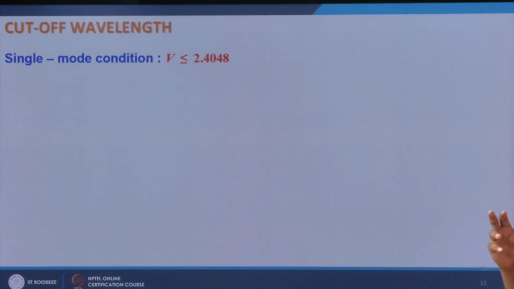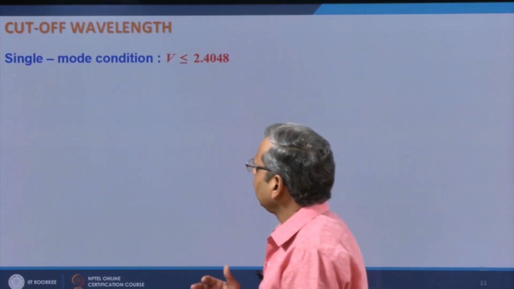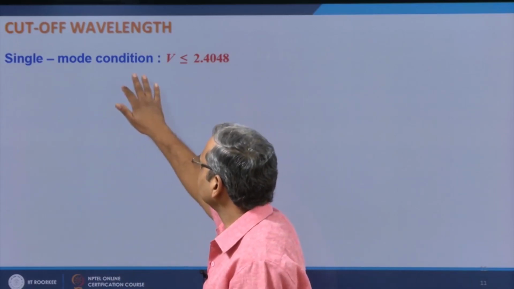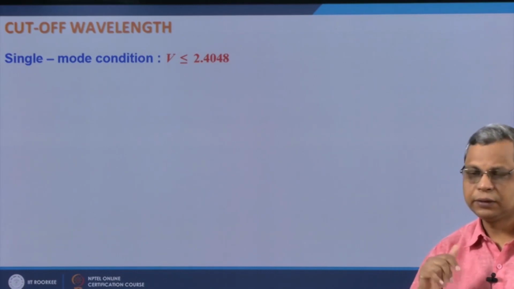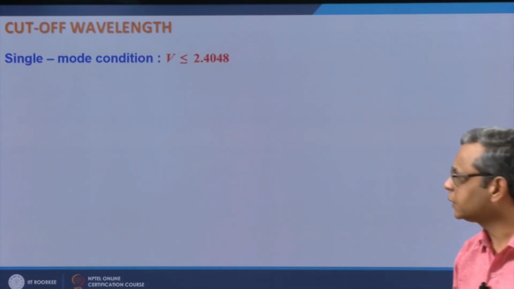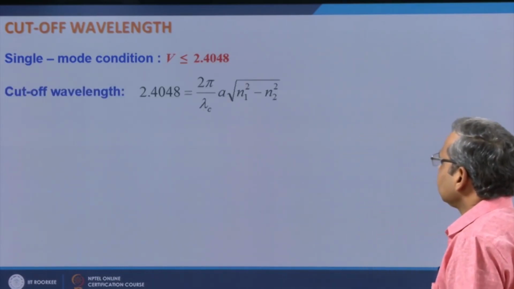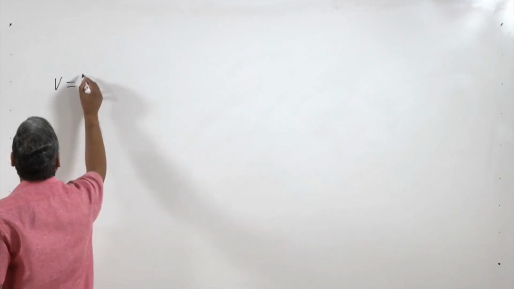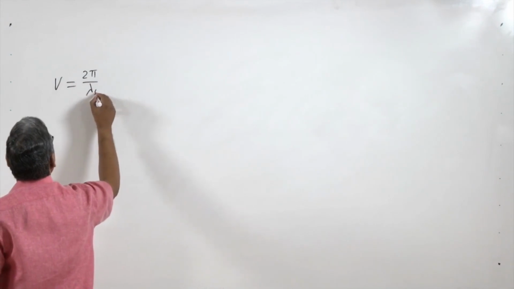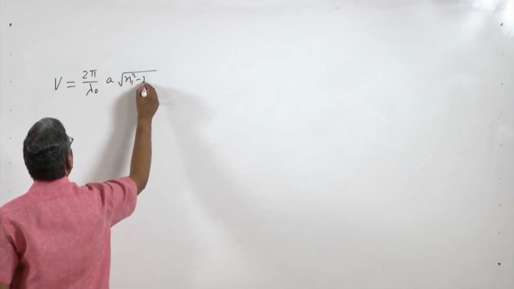So, let us first look at cutoff wavelength. What do I mean by cutoff wavelength? If you look at a fiber, then the single mode condition is given by V less than or equal to 2.4048, the equal sign corresponding to the limiting case, and V is given by 2 pi over lambda naught times a times square root of n1 squared minus n2 squared.